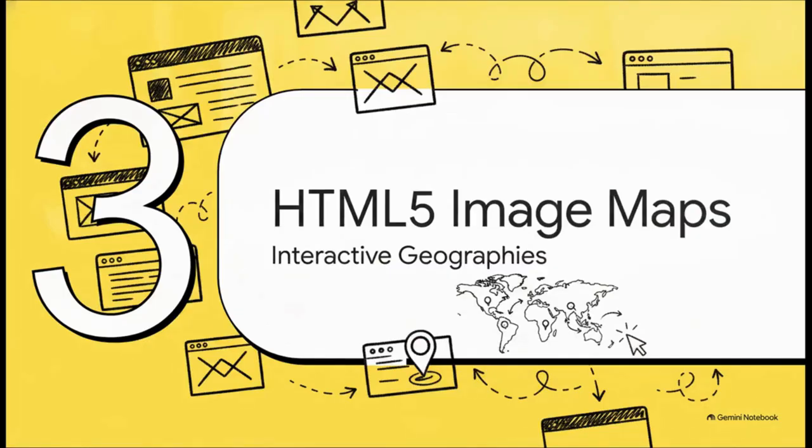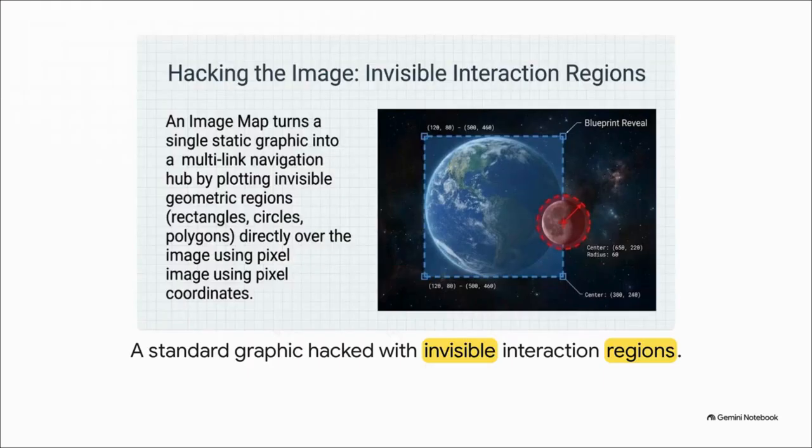All right, Section 3, Mastering HTML5 Image Maps. This is where we turn standard static graphics into multi-link navigation hubs. We're basically hacking the image. Take a standard graphic of Earth and the Moon. To the user, it's just a standard JPEG. But as web architects, we can plot invisible geometric interaction regions right over the pixels. We can literally draw a massive invisible rectangle over the Earth and an invisible circle over the Moon, turning specific parts of one single image into completely distinct clickable links.